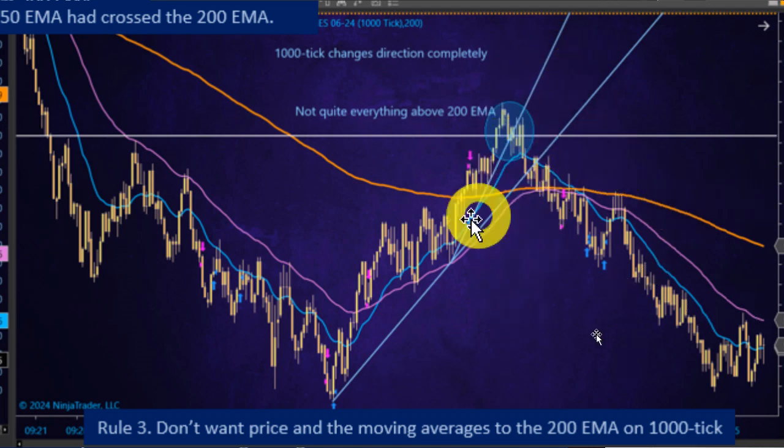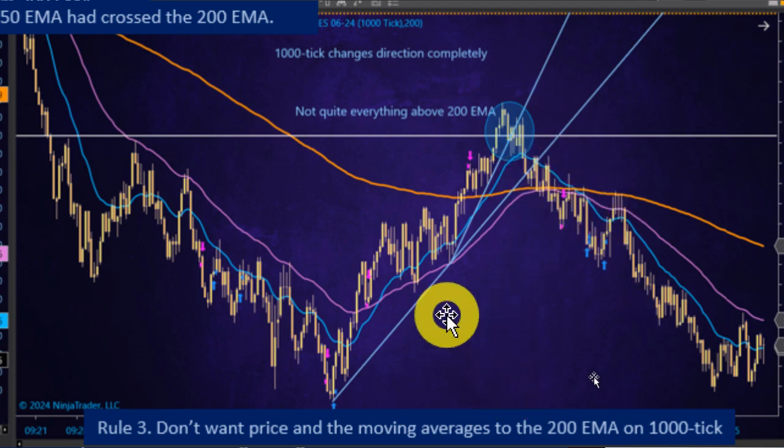Now, everything had crossed over the 200, which gives us a very strong buy signal. Everything crossed over except the 50 EMA. By the time the 50 EMA got up over there, we were already pulling back to the caution zone between the 20 and 50. Price had already pulled back, didn't give the 50 a chance to cross, and it reversed.